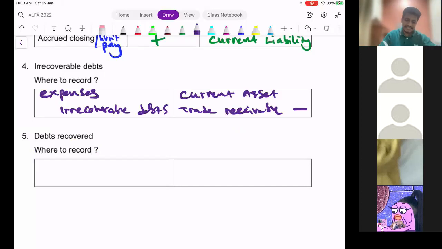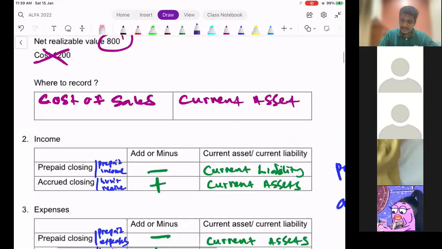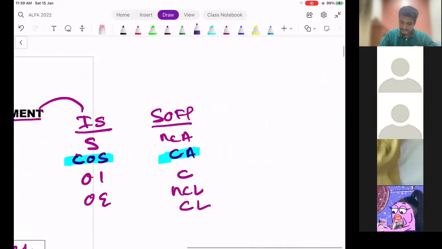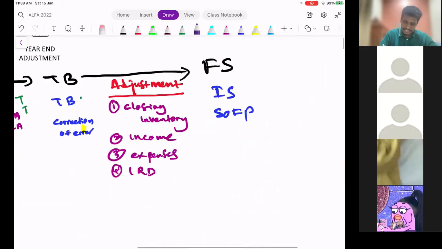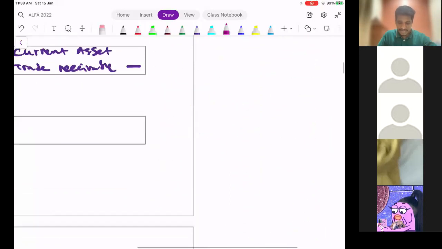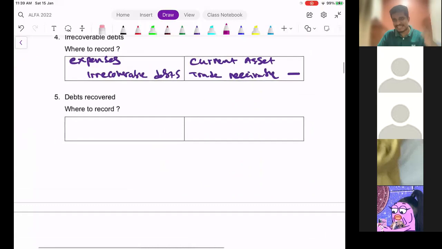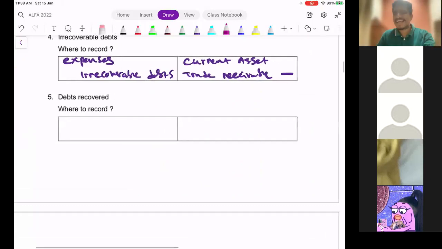Okay, the fifth one is very easy, nothing much. The fifth one is debts recovered. The next adjustment is debts recovered. Debts recovered means the guy who ran away from you last time, maybe after 1 year, 3 years or 4 years, comes back and pays. Sometimes the people who run away, why are they so good to come back and pay back the debt? Because they want to clear their name.